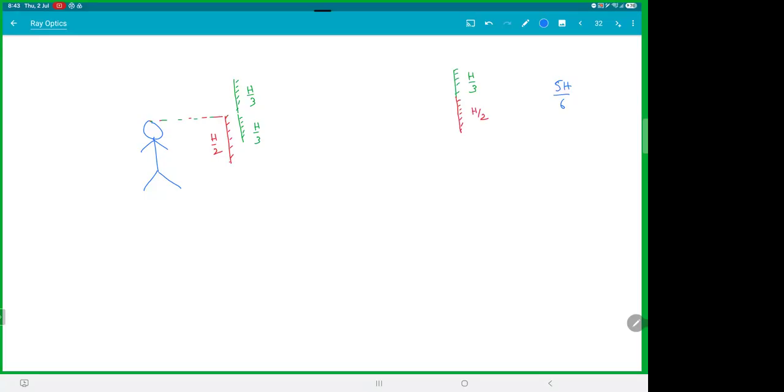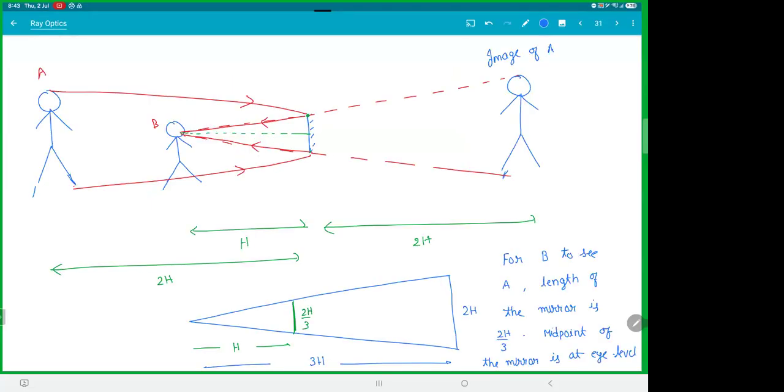Is that clear, everyone? That is what makes this a good one: the position of the mirror. All clear with this? Just plain mirrors, a little geometry there. So any doubts on this? So the length of the mirror is one thing, and second, the position, where you keep it, also matters.